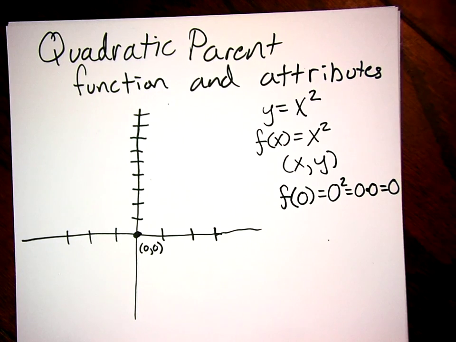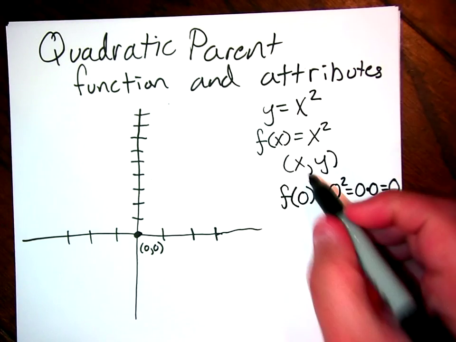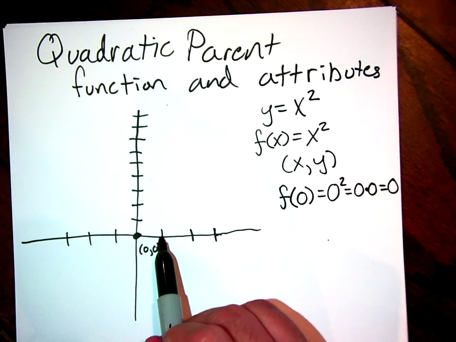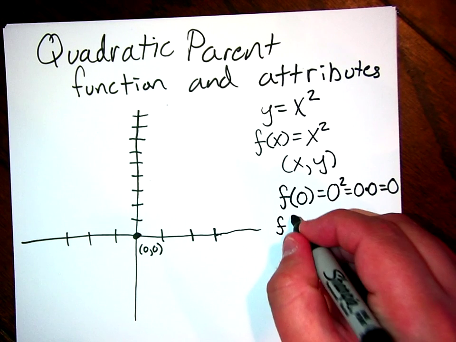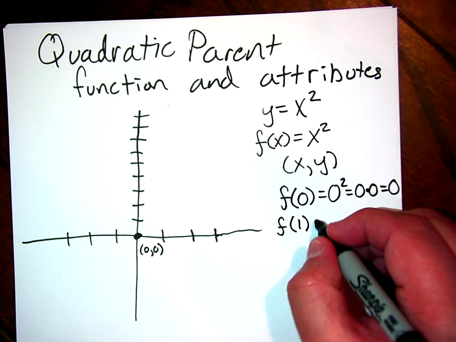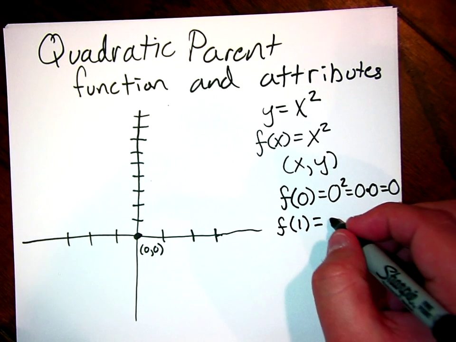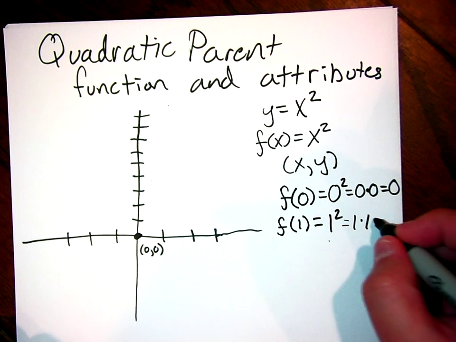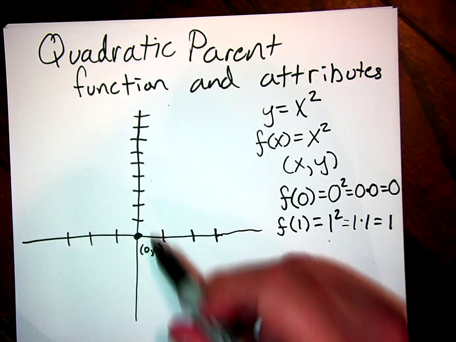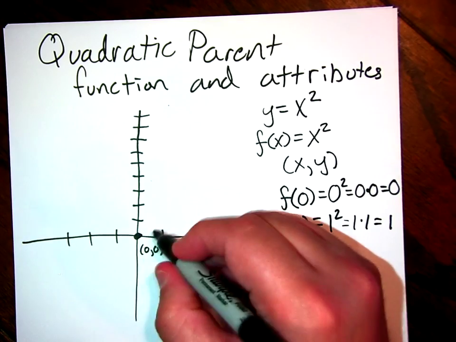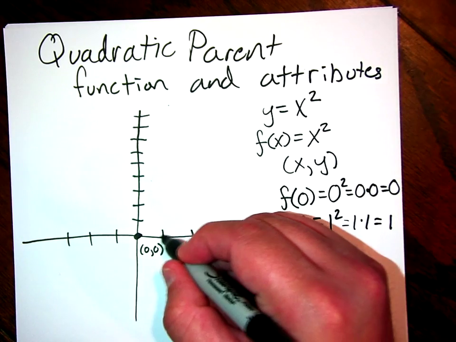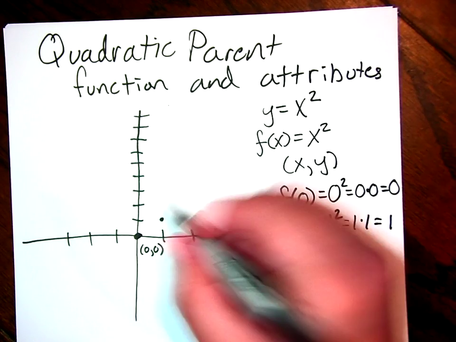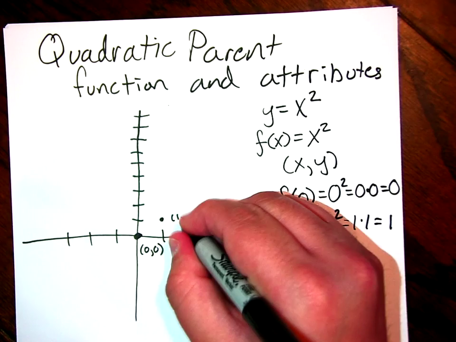Now let's take a look at an x value of 1. We're going to input an x value of 1 here. So what is f of 1? That's going to be 1 squared, which is 1 times 1, or 1. So if my input is 1, then my output is going to be 1. We get our second point, 1 comma 1.